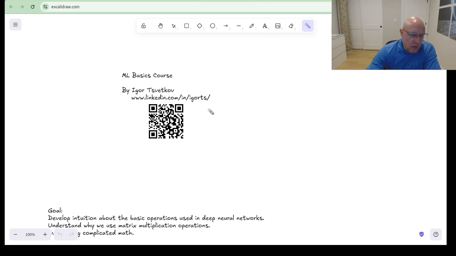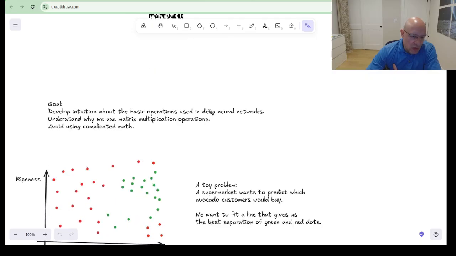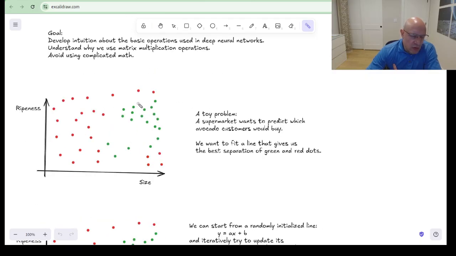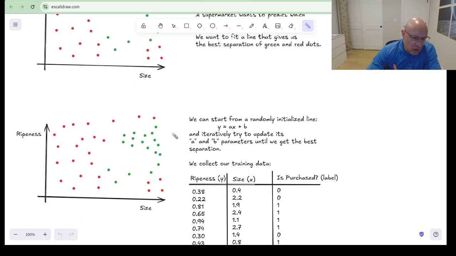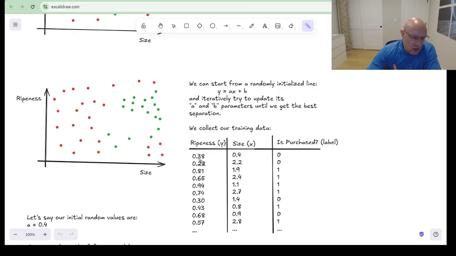Let's quickly recap what we studied so far. We started from a very simple toy problem where we tried to build a line separating our positive examples from our negative examples. To do that, we collected a training data set with the coordinates of each of our points and also the label that said 0 if it's a negative example and 1 if it was a positive example.